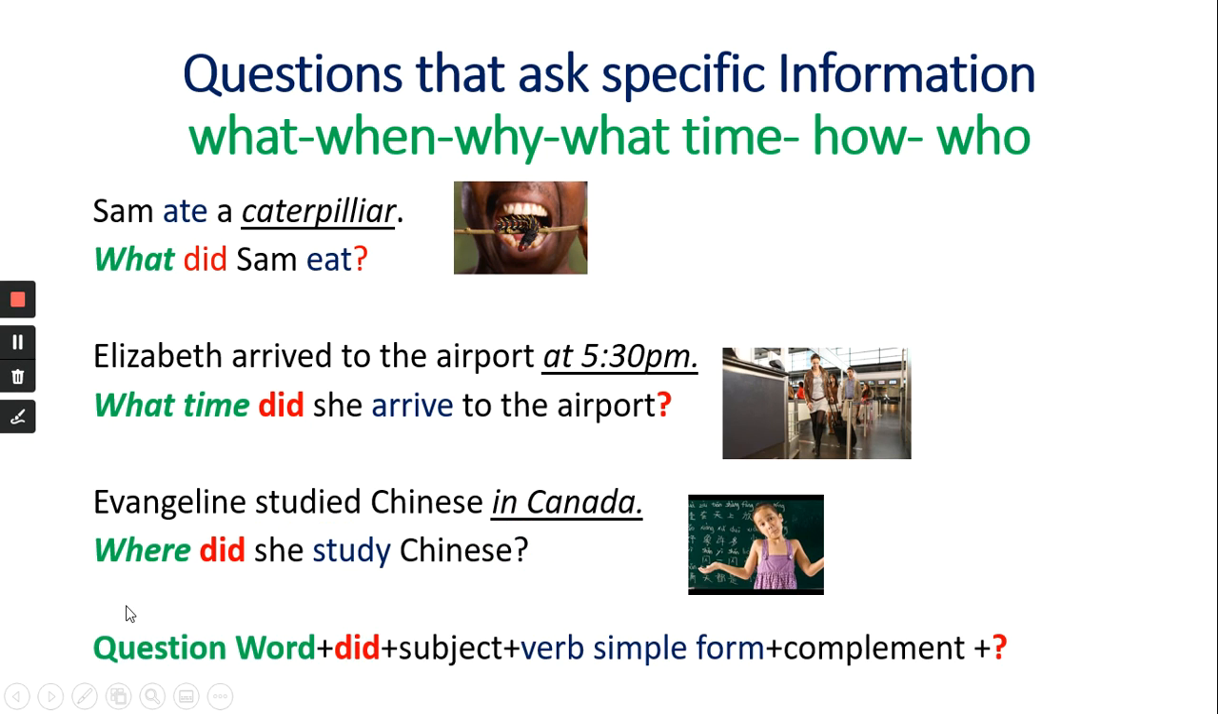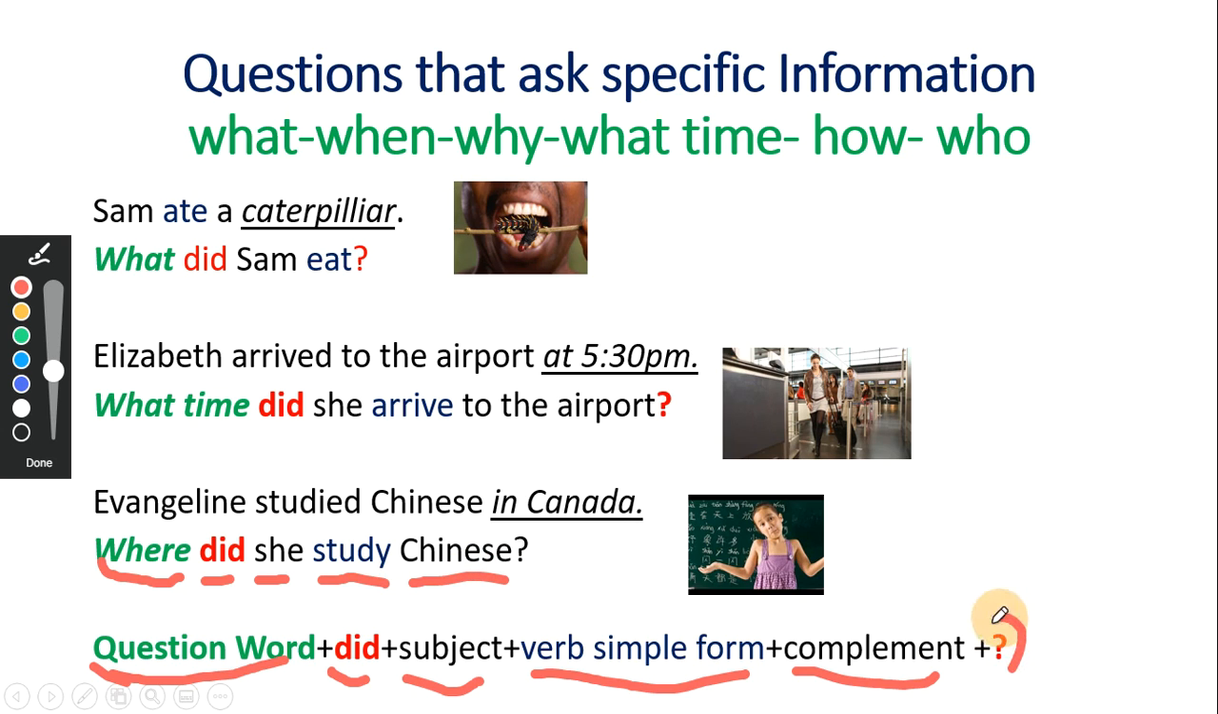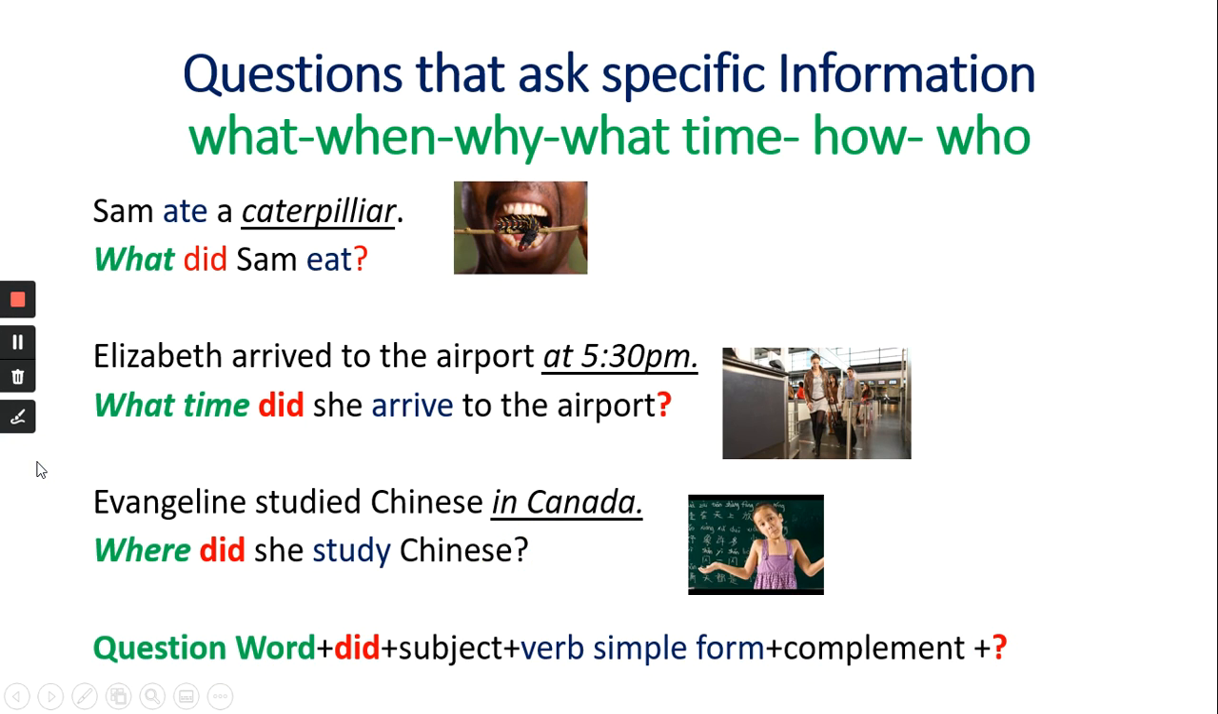Okay, so to conclude, questions that ask for specific information go as follows. We have the question word, we have did, the subject, the verb in its simple form, and the complement, and the question mark. So this is how you form questions to ask for specific information.